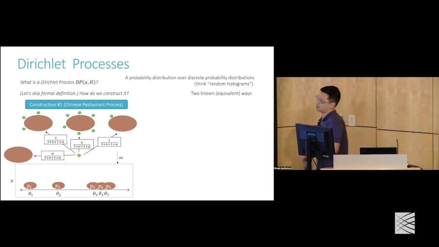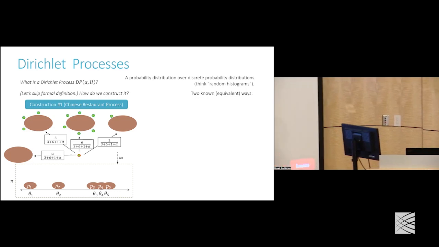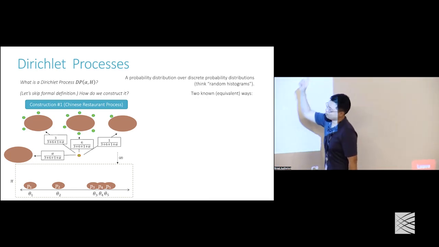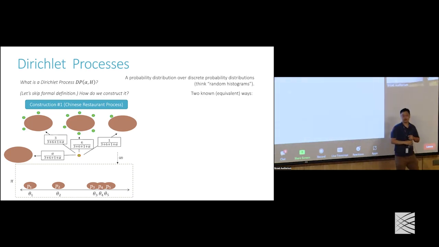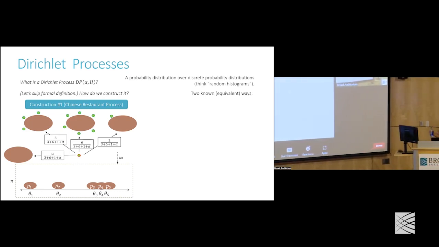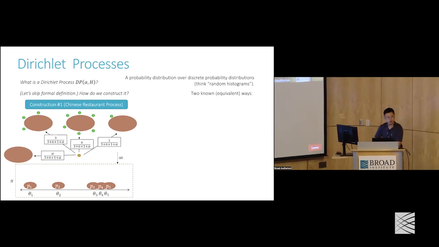And this is going to converge to the Dirichlet process in the sense that if you do this infinitely many times, you're going to get many different weightings. But with probability 1, you're going to get something countably supported.